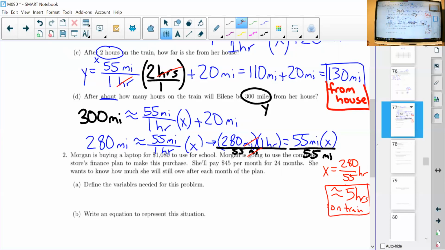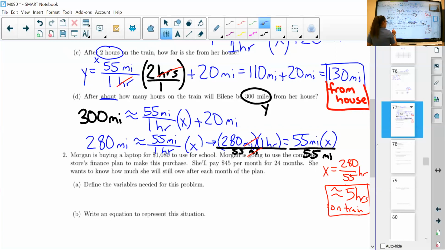Okay. So number 2, we have Morgan buying a laptop, paying $45 per month for 24 months. So start by thinking about what the variables are. Some of these things are fixed. What do we need to know? Up here, we needed to know how far she was from home and how long she'd been on the train. What variables might we wonder? One has to do with time, maybe like how many months it's been. And what would the other one be? Pause and think about it if you need to.